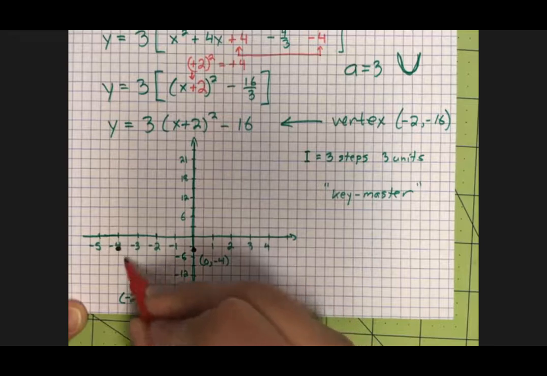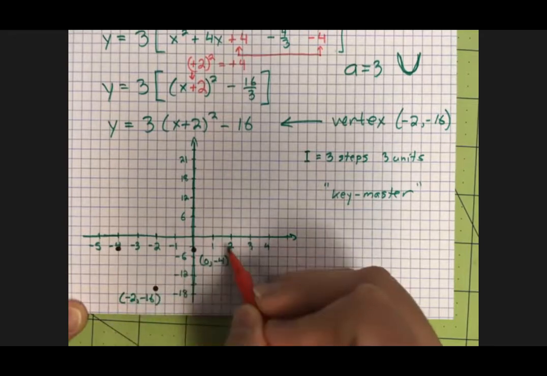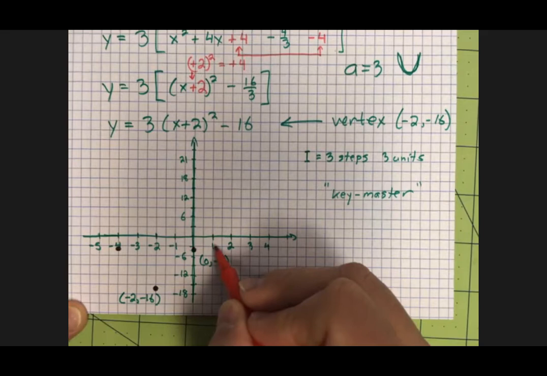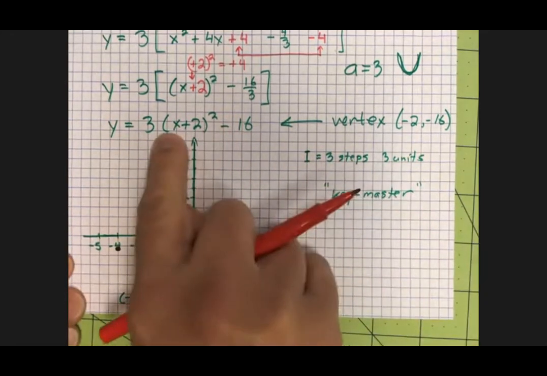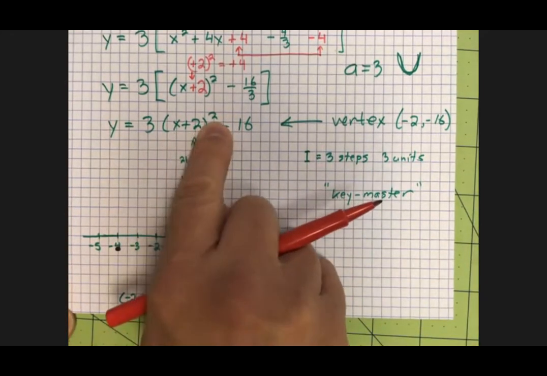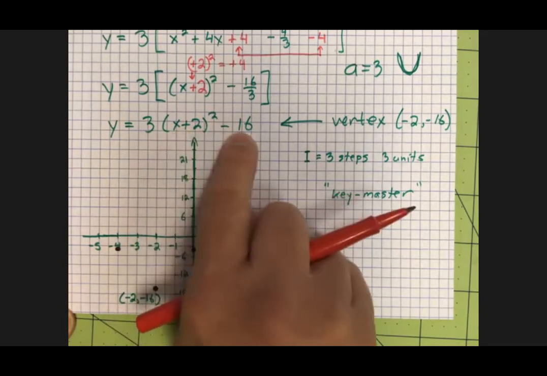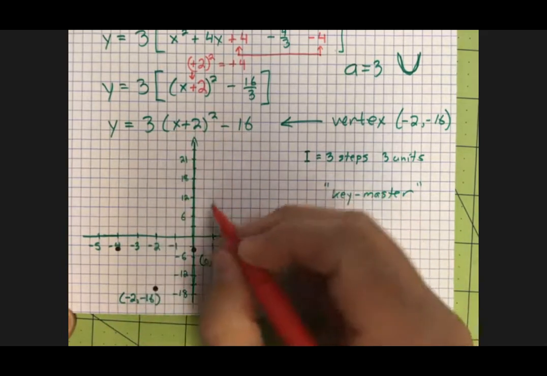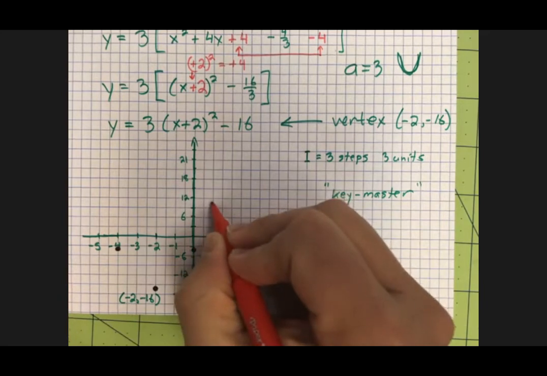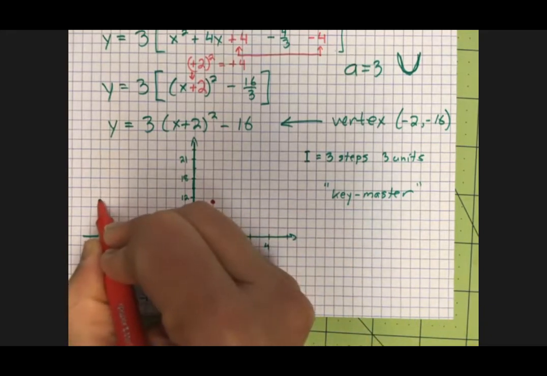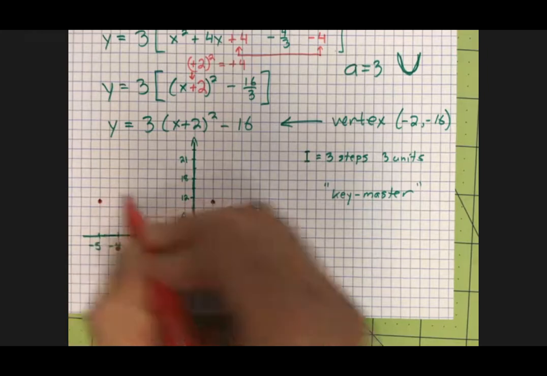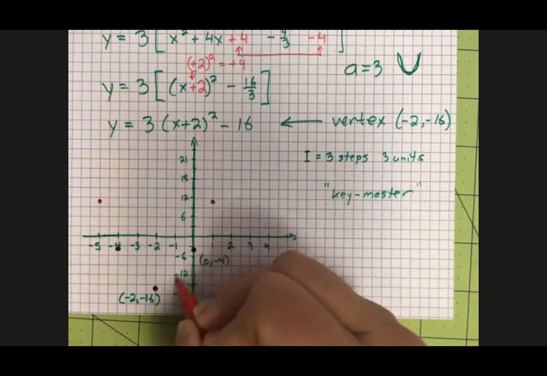Okay, I need some in-between points here. But I love 1. 1 is the easiest number to plug in the universe after 0. So let's plug 1 into here. 1 plus 2 is 3. 3 squared is 9. 3 times 9 is 27. 27 minus 16 is 11. So give me 1 and 11, which is 1/3 below 12. And then I'll mark the same 11, 1 unit over on that side. Okay, a little bit better.